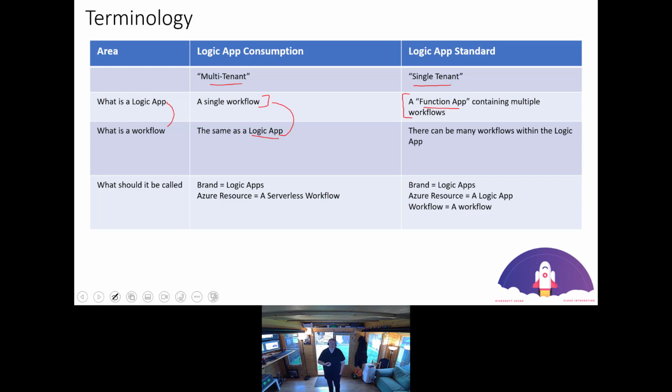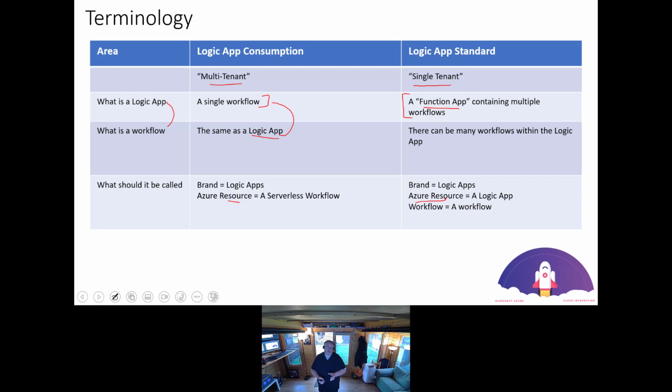Now, I find the naming, and I'm sure a lot of other people find the naming and the terminology confusing because they mean different things depending on where you are. So I think the way I like to think of it is the brand is called Logic Apps. That counts for Standard and Consumption regardless. The Azure resource is really where the difference is. What do you mean by this Azure resource called a Logic App? So I like to think about Logic App Consumption.